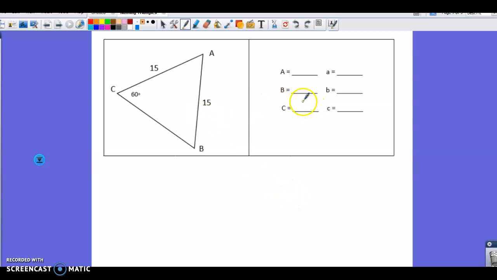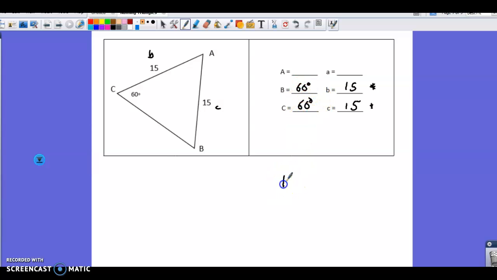All right, so C is 60 degrees. Don't know the other two. That 15 is between A and C, so that has to be B. And then between A and B, side C is also 15. So by that rule, two equal sides means that these two angles have to be equal.